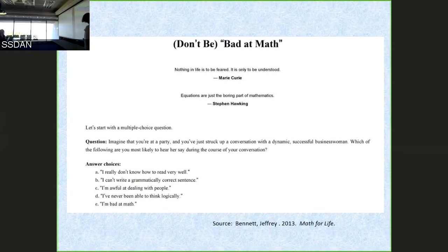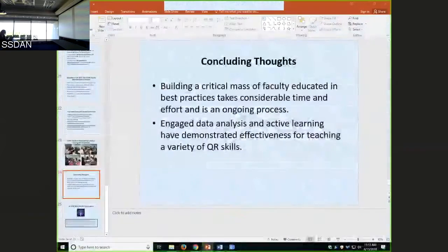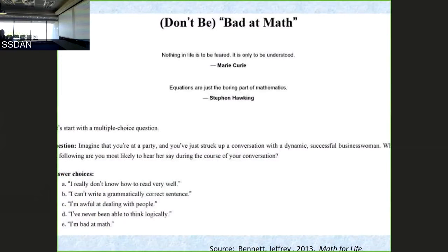This is how Jeffrey Bennett starts his book. He says, don't be bad at math. His first chapter, we talked a little bit about this yesterday. Can I just try Control Plus here? Will that work? I guess I can. It's going to cut off some of it, but I'll read it to you here. This is how he starts the book.